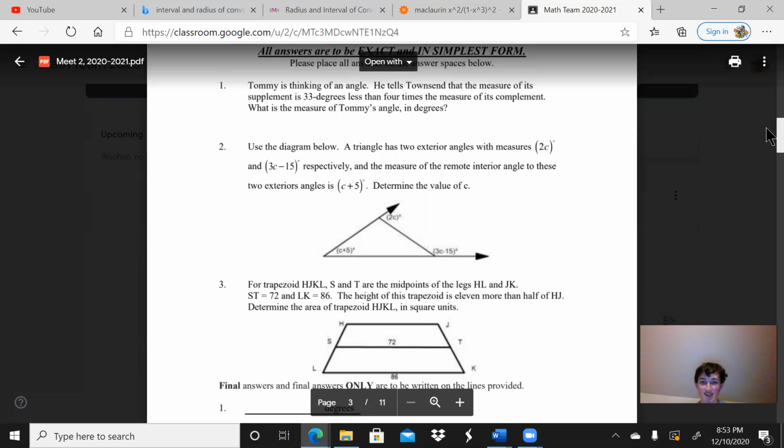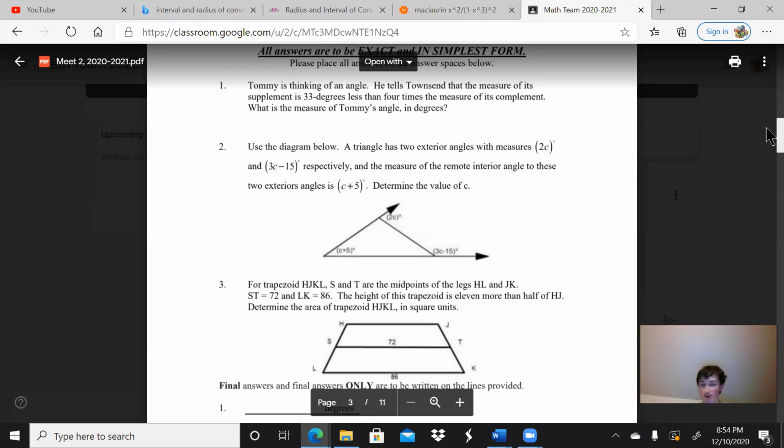Yeah, AGKL, S and T are the midpoints. ST is 70, because ST has to be the average of HJ and LK. So 72, 86, yeah, 14, so it's 58, good. And then 11 more than half, so half of 58 is 29. 29 plus 11 is 40. So 40 becomes the height. And then base 1 plus base 2 times height over 2. So it's really the sum of the two bases, 144 times the height over 2, but the height is 40, so it's really 144 times 20, or 2,880.